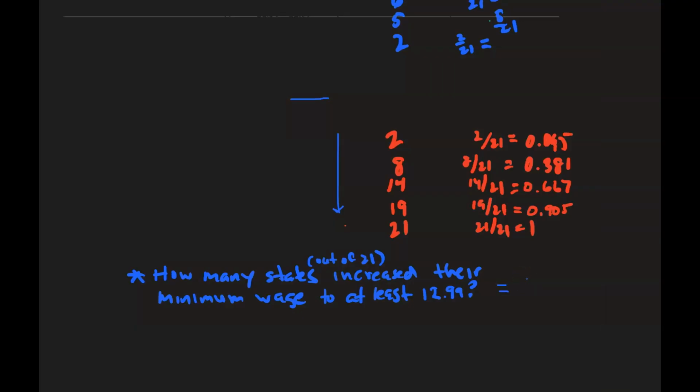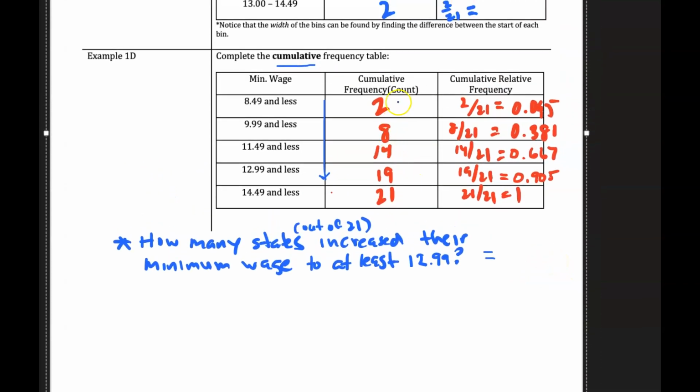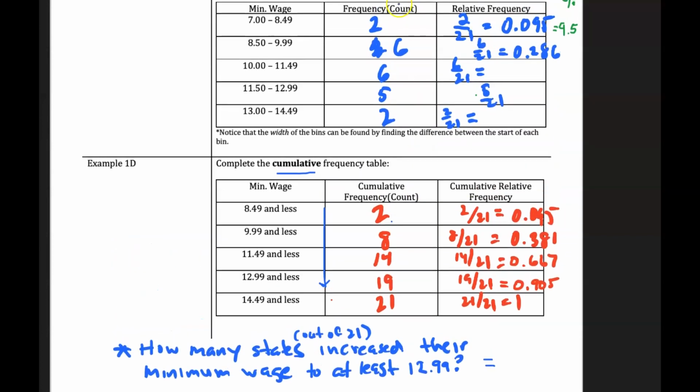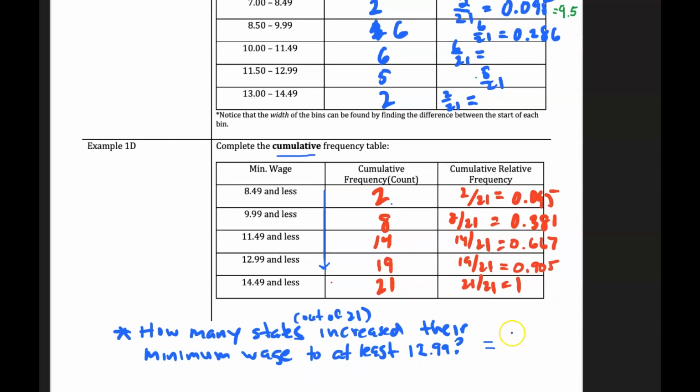The answer to this question would be 19 in this case, because the cumulative frequency had 2 at this value, and then 6 more came in at $8.50 to $9.99, and so that's where the 8 comes from. And then the 14 comes from 6 more being between 10 and $11.99, and then the 19 comes in, which is the answer to this question. That's the answer to that question here.